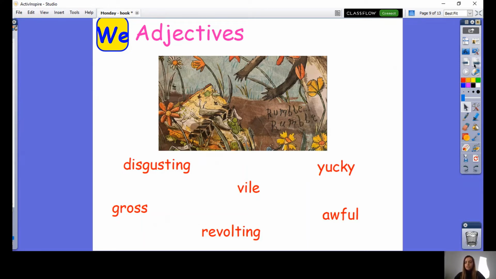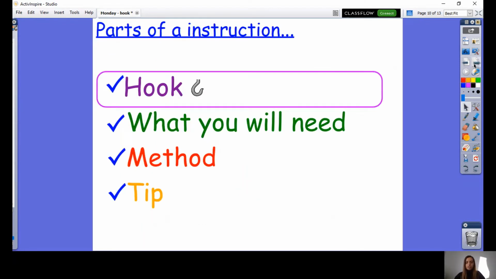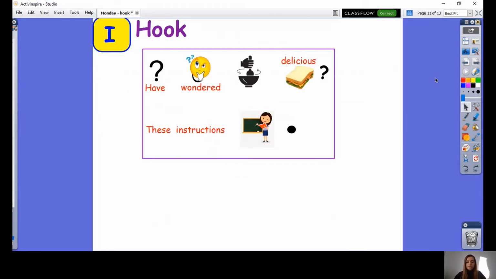So now that we have gotten our hook and our adjective, we now need to think about how we can write our sentence. Miss Bainey is going to show you how she is going to write hers. I am going to have my story map to help me here. Now today we are changing 2 things. We are changing our hook. So rather than have you ever wondered, I'm going to pick something else. I'm going to cross that out. And it's not going to be a delicious sandwich. It's going to be something else.